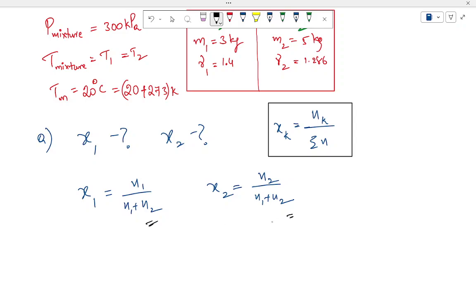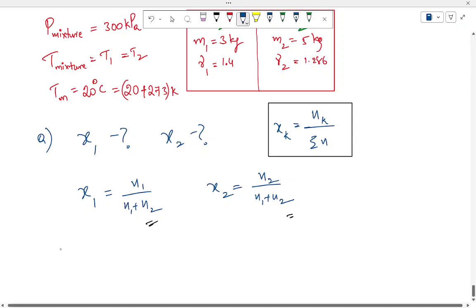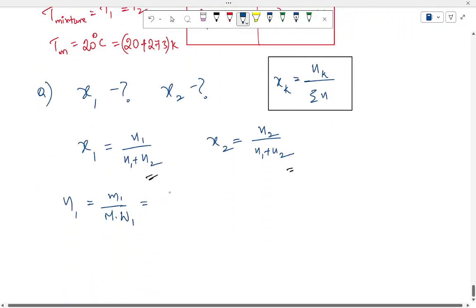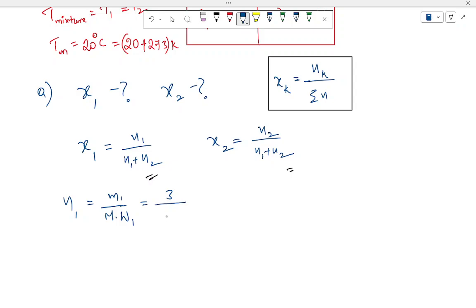They are simple conversions, and in order to find out this x1 and x2 you should first know the values of n1 and n2. So how do we get the values of n1 and n2 here? n is equal to mass by the molecular weight, the most regular formula. For n1, I will use m1 by the molecular weight of 1. So 1 is nothing but my nitrogen in the question. For nitrogen the mass is given as 3 kg, and the molecular weight of nitrogen should be remembered by heart by the student, which is 28 kg per kg mole.